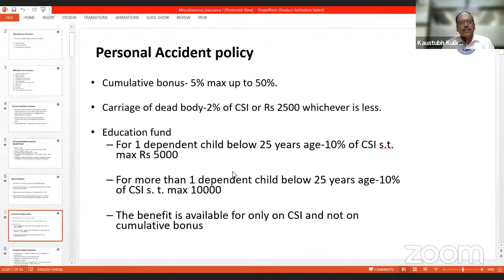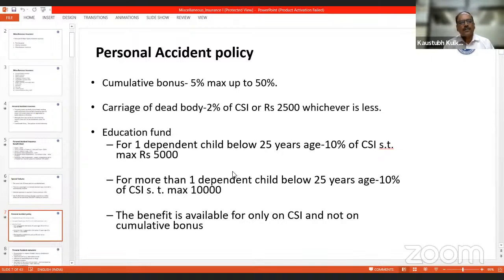Some special features are here also. The cumulative bonus, 5%, maximum up to 50%. The cumulative bonus can be earned subject to no claim for the particular year. So whenever there is no claim, the cumulative bonus is increased every year by percentage, and the maximum cumulative bonus is 50%. The next special feature is carriage of dead body, that is allowed up to 2% of capital sum insured or 2,500, whichever is less.